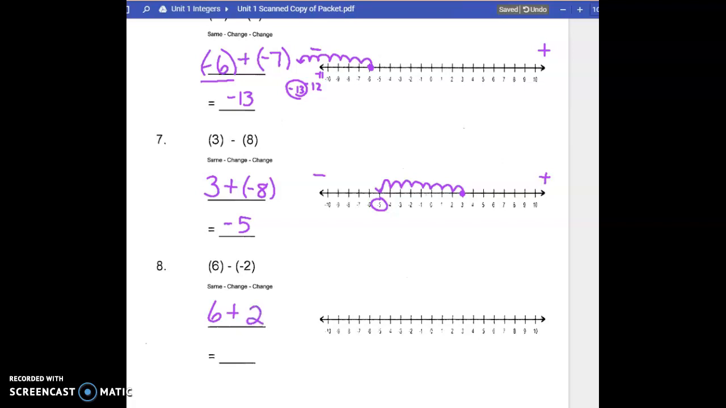Now this right here, we probably shouldn't need to use our number line, but I'll show you just in case. So we'll start at the 6. These are my positives, my positive direction, my negative direction. I'm adding +2. So I'm going 1, 2. That gives me +8. And again, 6 plus 2 is +8, which is the same thing as doing 6 minus -2. Okay, good job, guys.